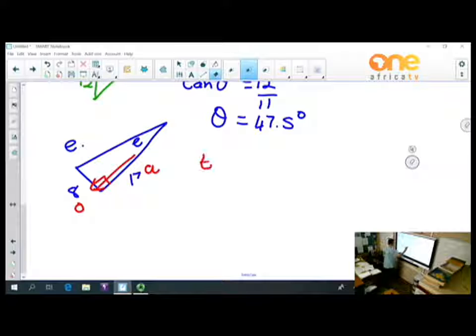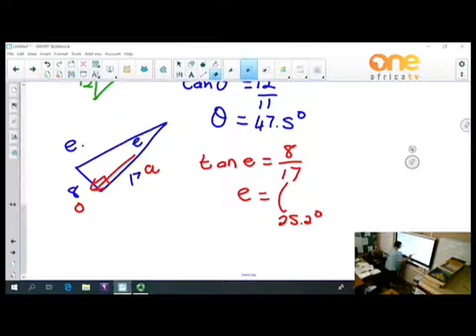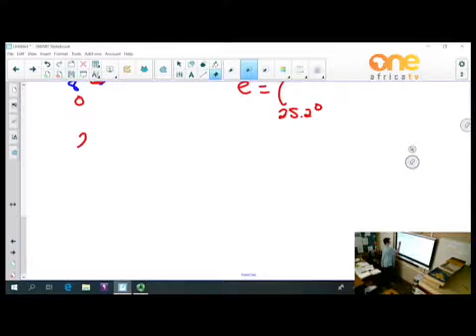So it's again tan. So tan E is equal to opposite over adjacent. So E is second function tan. So we press second function tan, brackets, 8 divided by 17, close, is equal to 25.2 degrees.